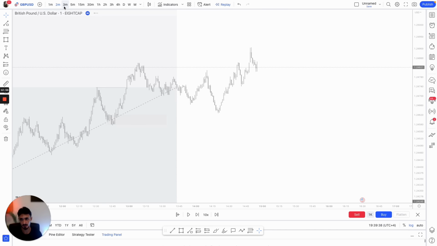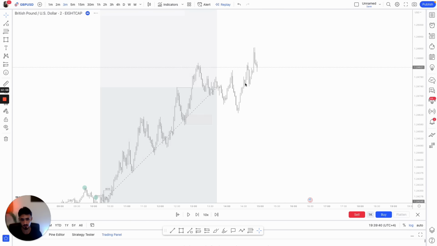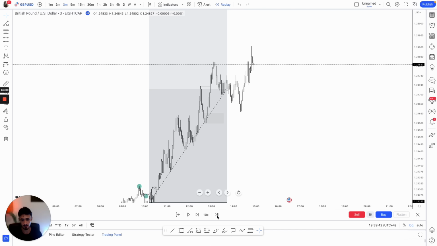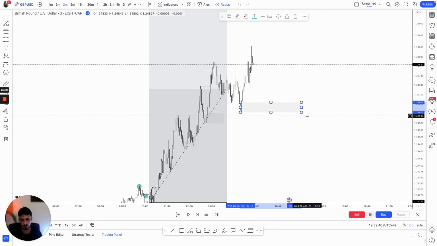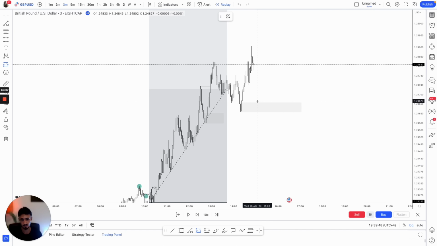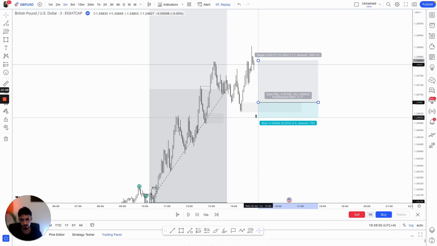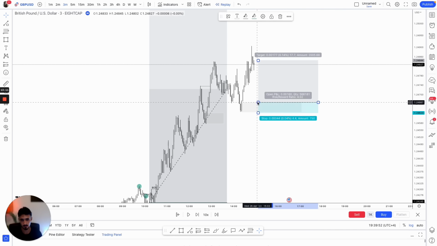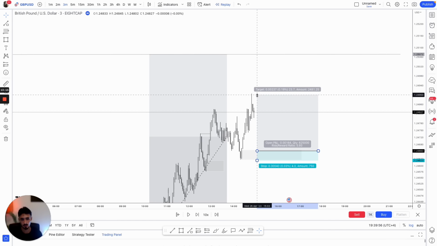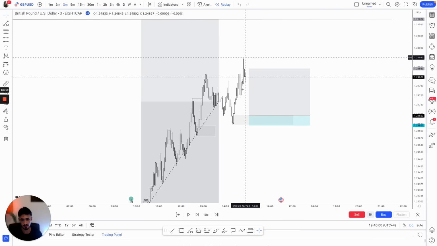Again, no clear area, so I'm going to go to the 2 minute, go to the 3 minute, and then we're going to be looking at taking what? This. And again, an additional 5R is what we're looking for. Pull it back to the actual demand zone, add a bit for spread, 1 to 5, and then take partials up here.